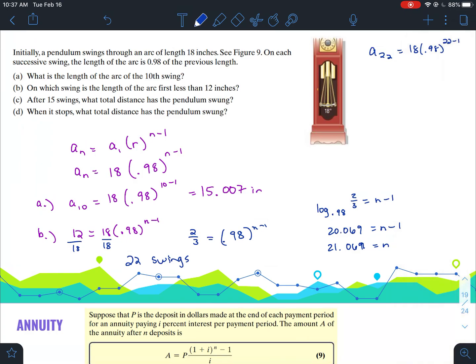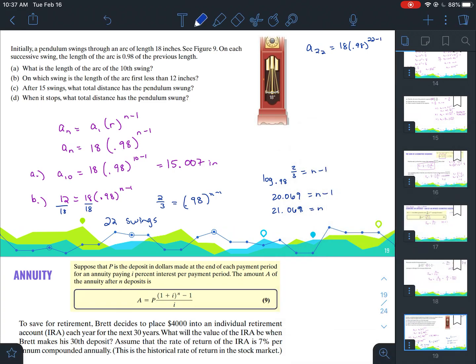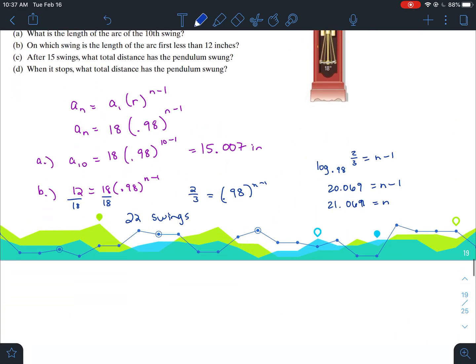For part C, after 15 swings, what is the total distance the pendulum has swung? So we want the first swing plus the second swing plus the third swing plus the fourth swing, et cetera. So for part C, we want the sum of a geometric series. And so remember, the sum of a geometric series is going to be, you take the first term times 1 minus r to the n divided by 1 minus r.